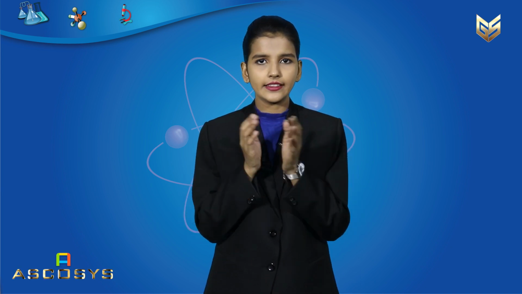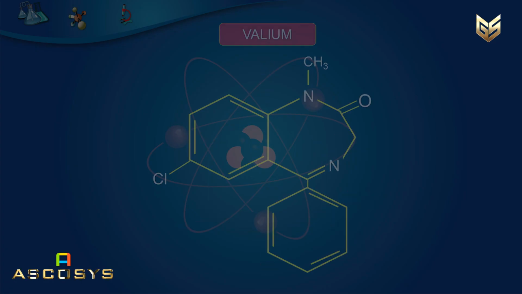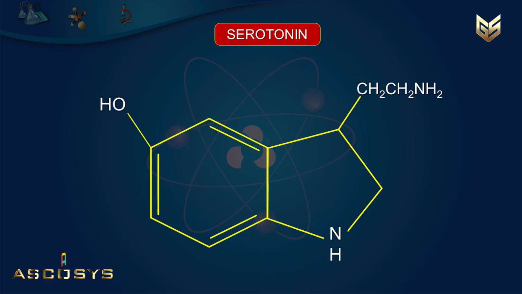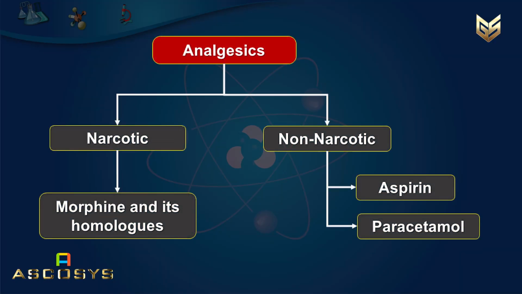There is another subclass of tranquilizers and these are barbiturates. What are barbiturates? Barbiturates are sleep-producing drugs. Some important examples of barbiturates are Veronal, Valium and serotonin. Now, another important class of drugs, that is analgesics. Analgesics have two categories, narcotic and non-narcotic.